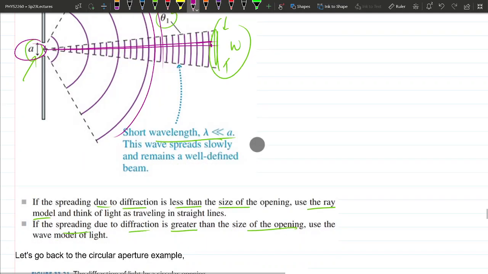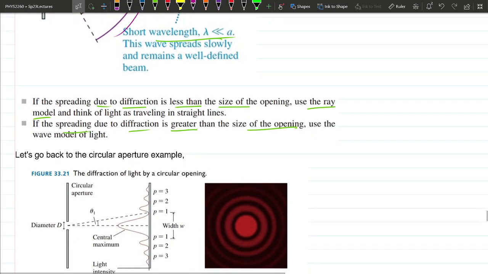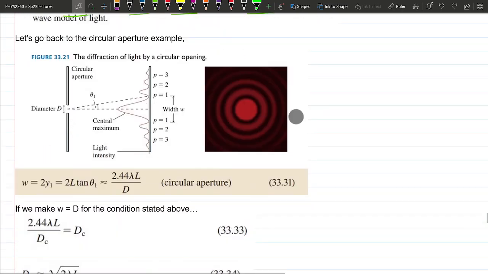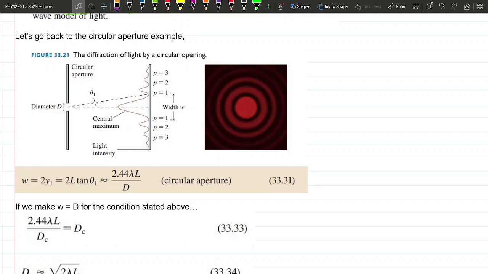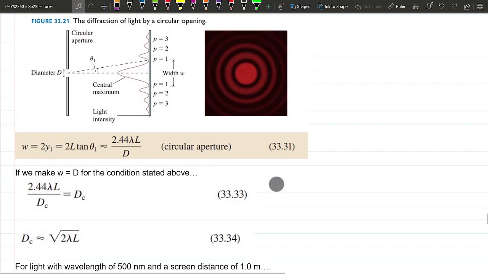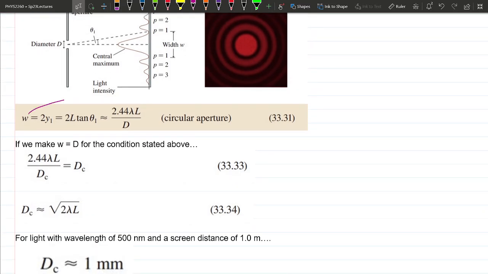What we're going to do is try to quantify this with a quick example. The example we're going to use, which the book actually uses, is the one from the circular aperture. It's very similar to what we just calculated. Instead of the width being twice the wavelength times L over the slit opening, it's just 2.44. It's just a slightly different equation.